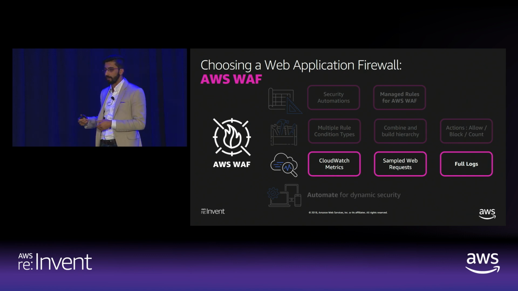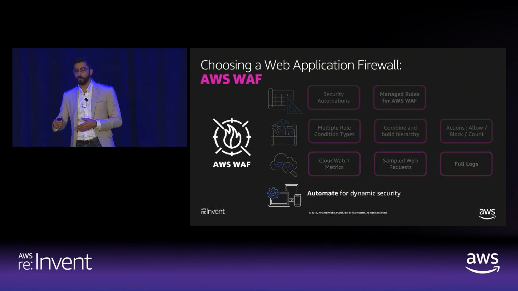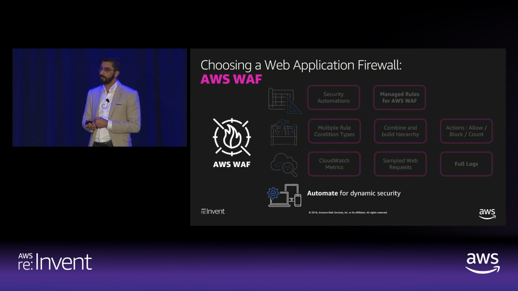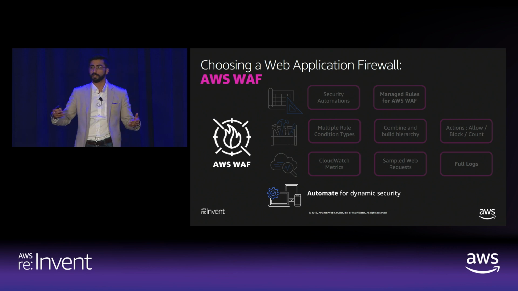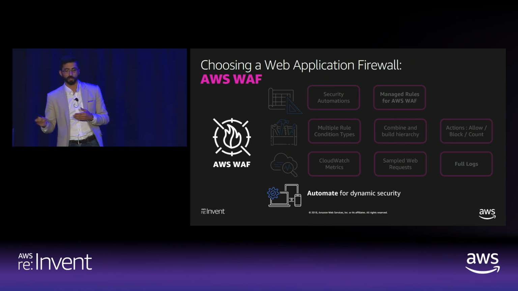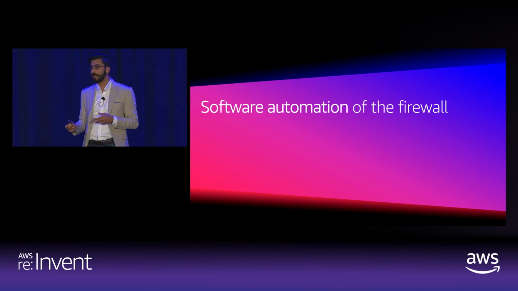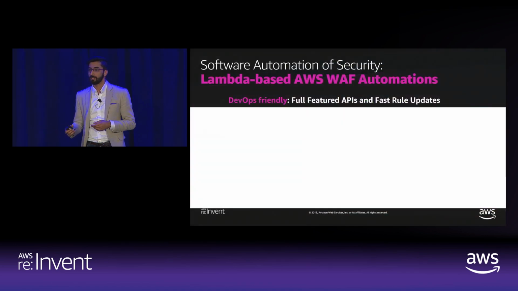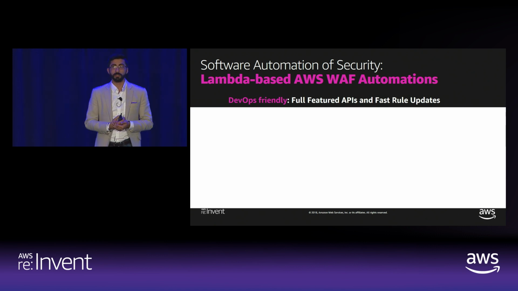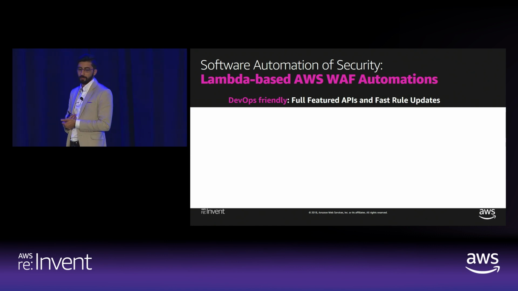Right. So after this, we started analyzing this, but a lot of customers then extend this out to start to automate for dynamic security. That means that you want to be able to do things like block bots that you identify in the future, or connect this up with other findings that you have across AWS. That's where software automation for the firewall comes into place, and there are two ways that you can do this with AWS WAF. The first, as I'm sure a lot of you will be familiar with, is using Lambda-based automations.